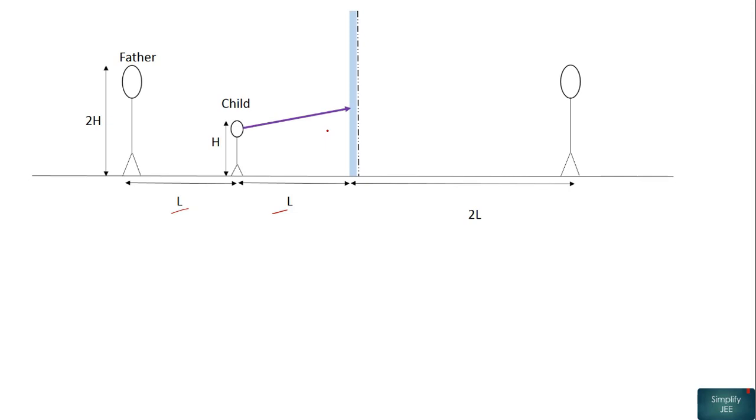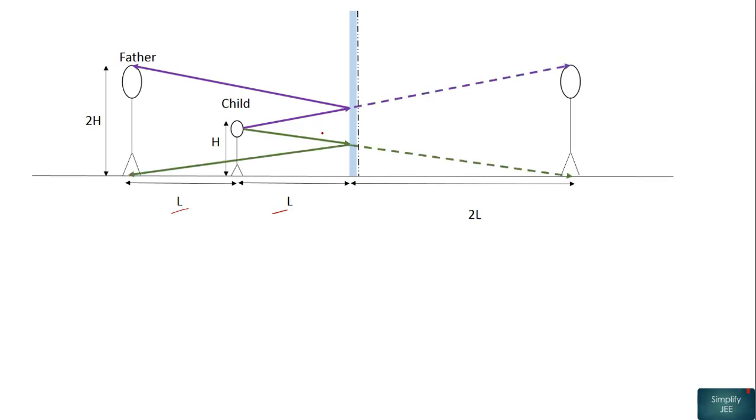Now in this case, as in the previous problem, for the child to see the image of the father, there must be incident rays from the child that after reflection will meet the top of the father and the bottom of the father. Also, extending these two incident rays beyond the mirror will reach the top and bottom of the image. Hence, this length over here will be the length of the mirror required to see the full image of the father.